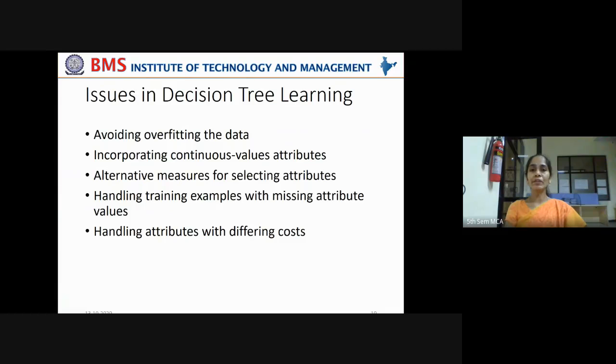Now, let me introduce the issues in decision tree learning, which can be elaborated in your next class. The first issue is avoiding overfitting of the data. Overfitting means the machine learns too much, so that it can't generalize to unseen examples. If the machine learns too much from the data, it can't generalize well on unseen data or new data points. That is called overfitting.